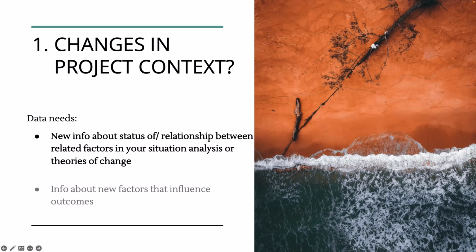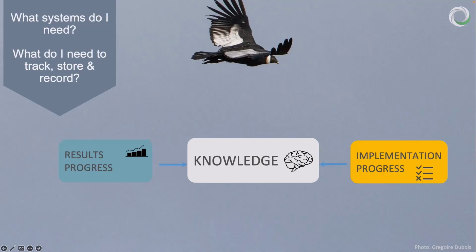Okay, let's start with the data needs for question number 1. We need to ask ourselves if there have been changes in the project context, and if so, what, and how might these have influenced your results? Data needs here are any new information about the status of or the relationship between related factors in your situation analysis or theories of change. We'll get to that second grayed out component in just a bit.